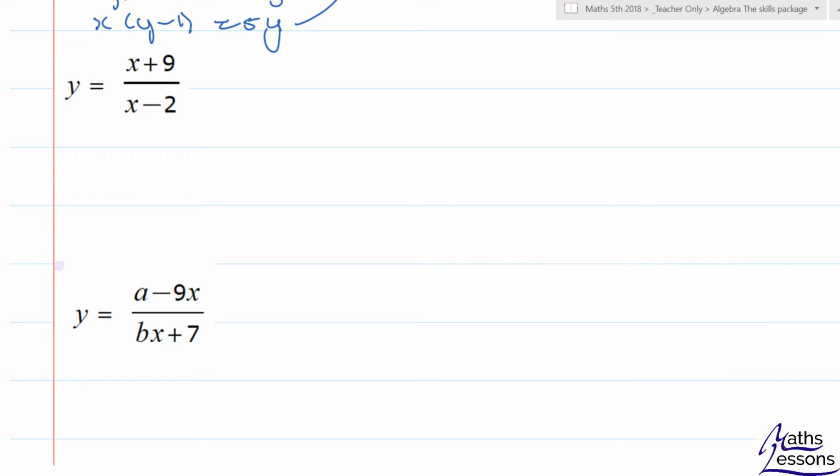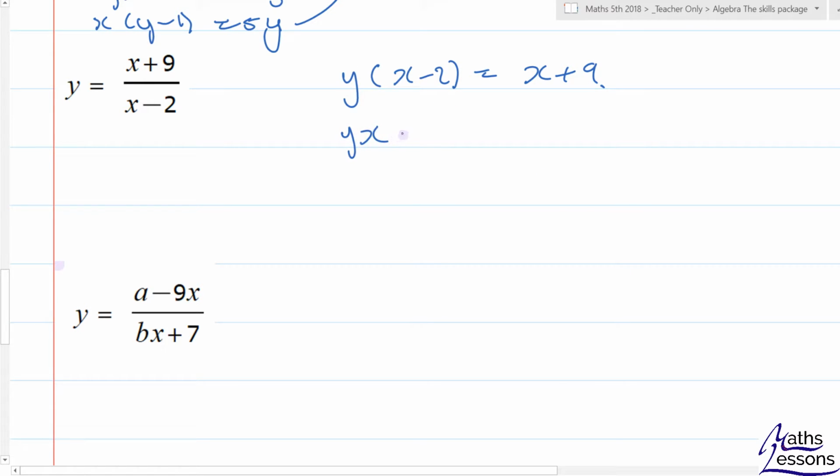Okay. So here we go. Times by x minus 2 to get rid of the fraction. y times x minus 2 equals x plus 9. Multiply out the brackets. yx minus 2y equals x plus 9.